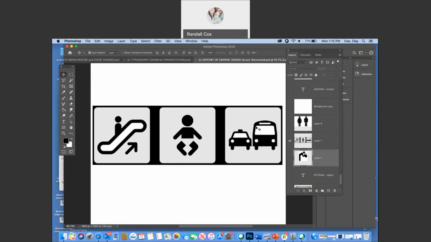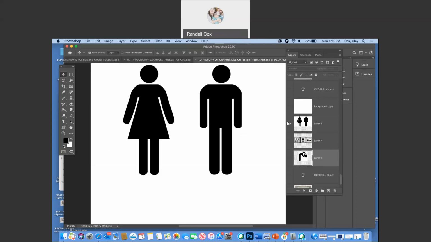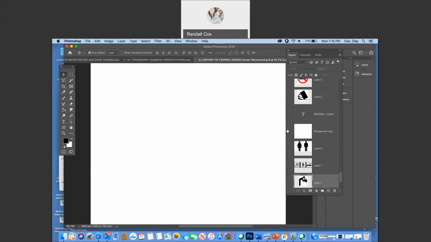A form of graphic design. These are not just for the sake of beauty. These are for the sake of information, right? Hey, you need to know something. Here's what you need to know. Get over here, this is where your stuff is. These are pictograms. You go to any country, you know exactly what that is. Okay, another one is an ideogram.